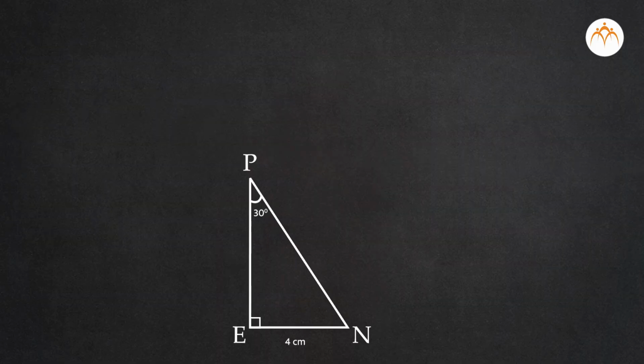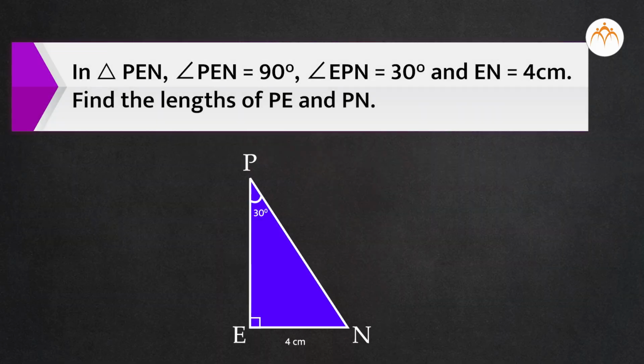Observe this diagram. In triangle PEN, angle PEN is equal to 90 degree, angle EPN is equal to 30 degree and EN is equal to 4 centimeter. Find the lengths of PE and PN.